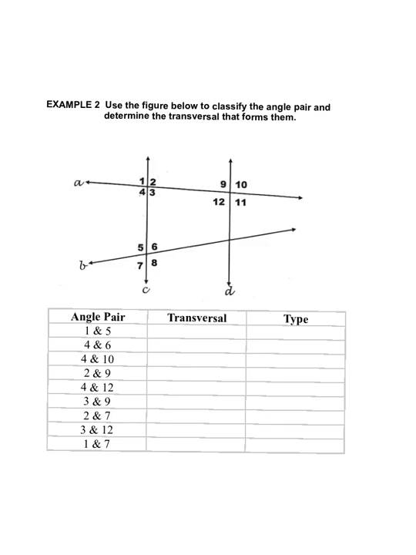All right, so for example 2, it says, use the figure below to classify the angle pair and determine the transversal that forms them. So they're going to give you an angle pair. You're going to tell us what the transversal is that goes through them, and then the type of angles those are. So I want you to pause this video and try this yourself.